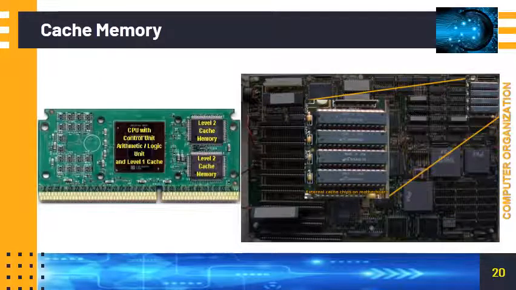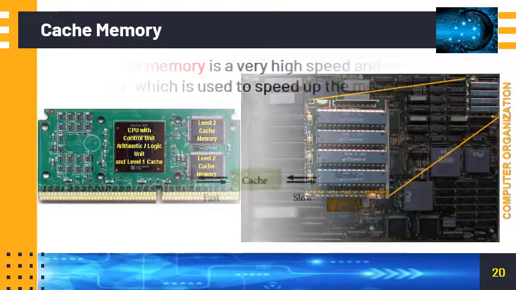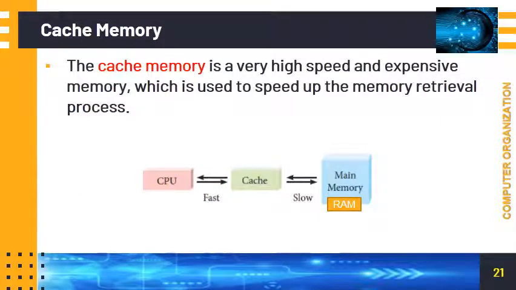Next, cache memory. The cache memory is a very high speed and expensive memory which is used to speed up the memory retrieval process. Cache memory is an extremely fast memory which acts as an intermediary or buffer between RAM and the CPU. It holds frequently requested data and instructions so that they are immediately available to the CPU when needed.